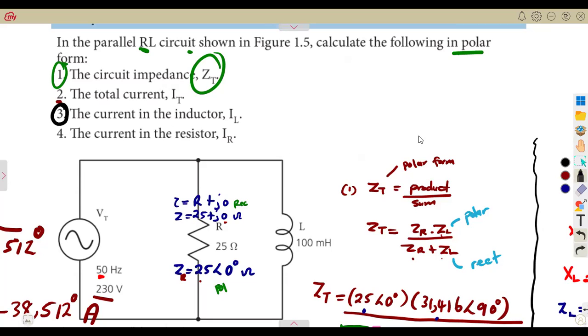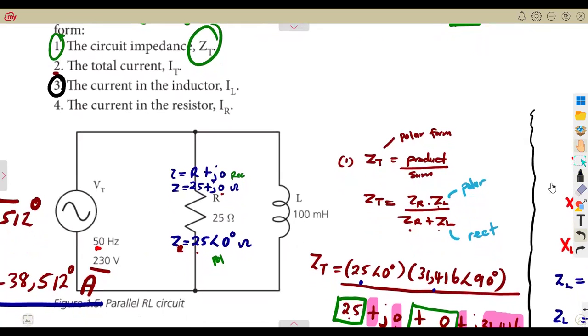Remember, the current in this case is different. This is a parallel circuit. The current that is going to be supplied will branch, another current here, another current branches there. It will branch the current.